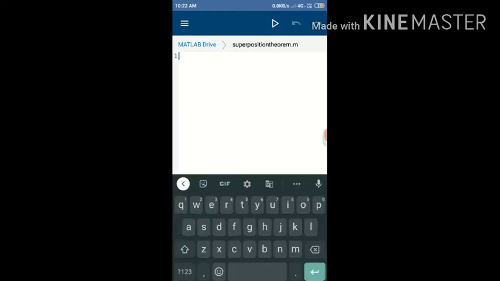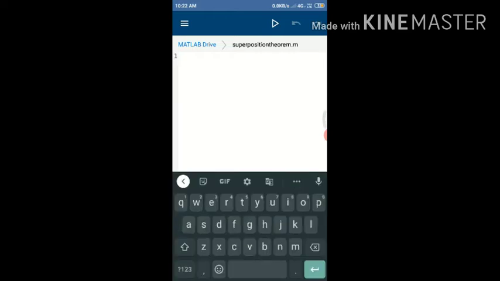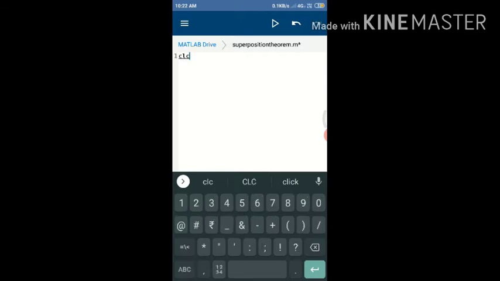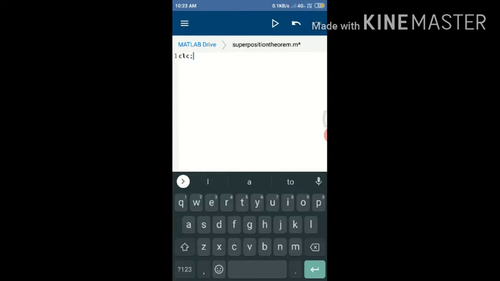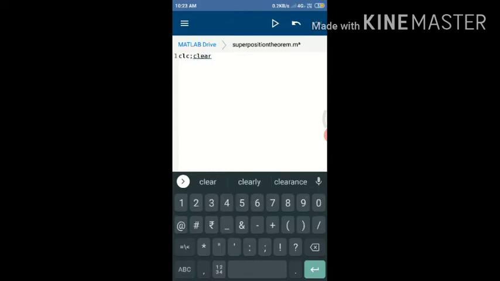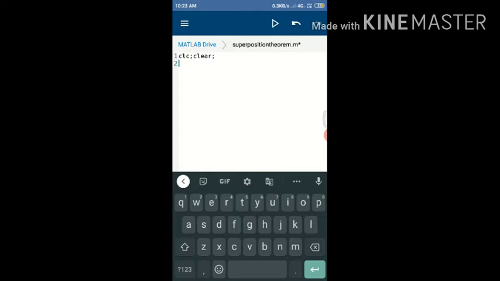And now CLC. CLC clears the command space, and it clears the workspace. And first we give the commands.